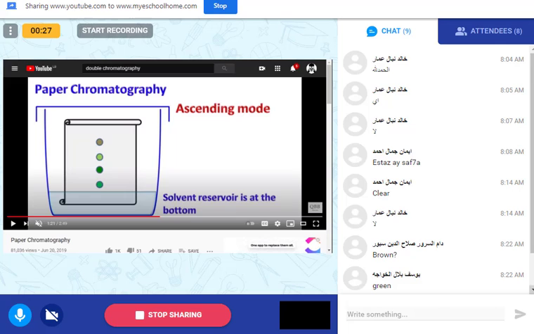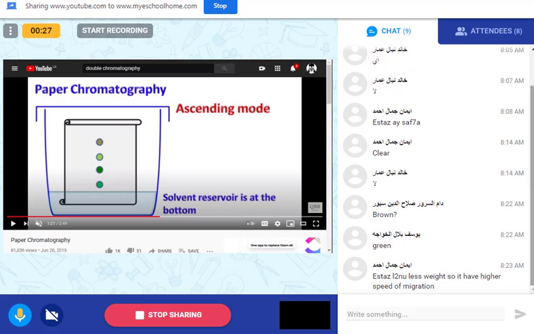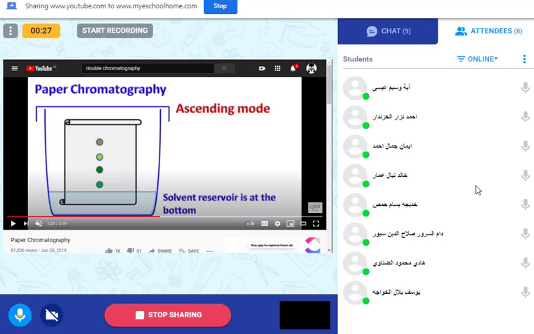Because it has less weight, so it has a higher speed of migration. Very good, Iman, very good. Since it is very small, it will move more distance. The liquid will carry it more distance. That's why.